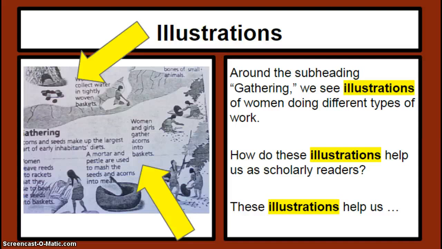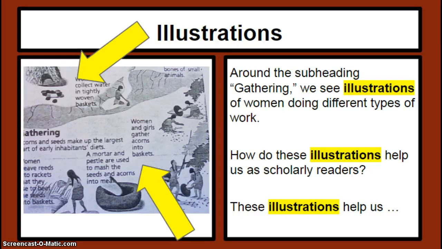Around the subheading gathering, we see illustrations of women doing different types of work. Check it out. So how do these illustrations help us as scholarly readers? What kind of information do we get from these illustrations here? So go ahead and talk to your partner about that, and you can use this frame to help you. These illustrations help us... Okay, welcome back.